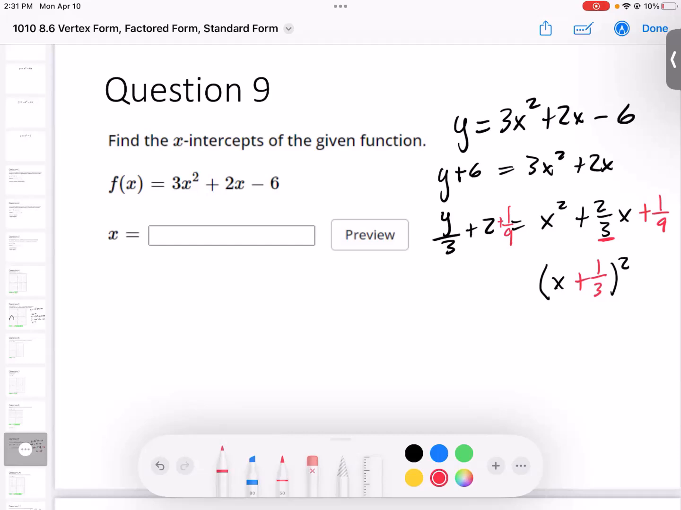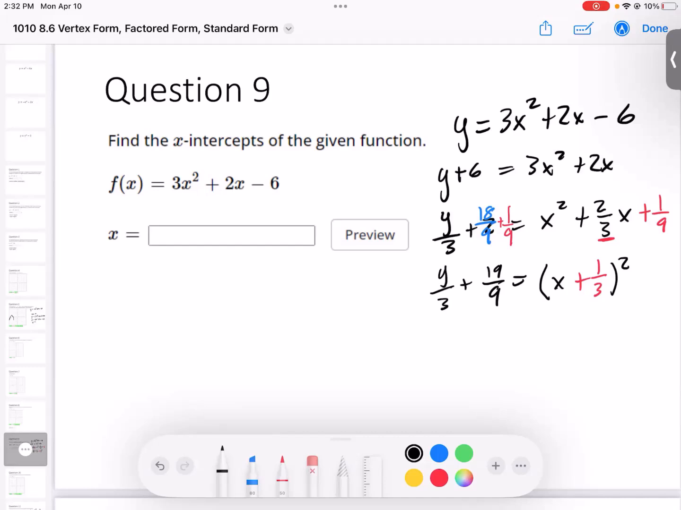Okay, so now that I've got it here, this stuff factors to this, and then I need to simplify this side of my equation. So I'm gonna think about 2 as being 18/9 because that's the same thing as 2, but it has common denominators with my 1/9. And that gives me y over 3 plus 19/9. Is everybody good with that?